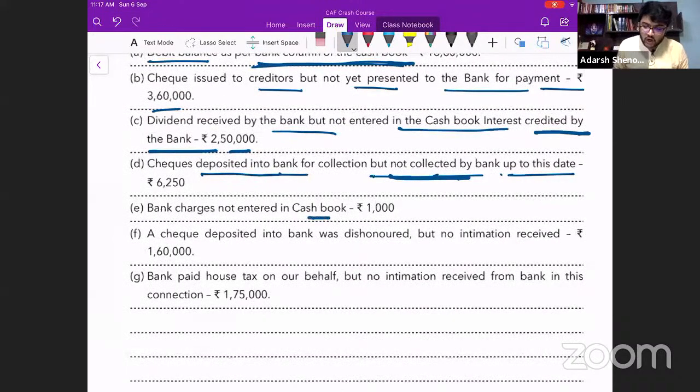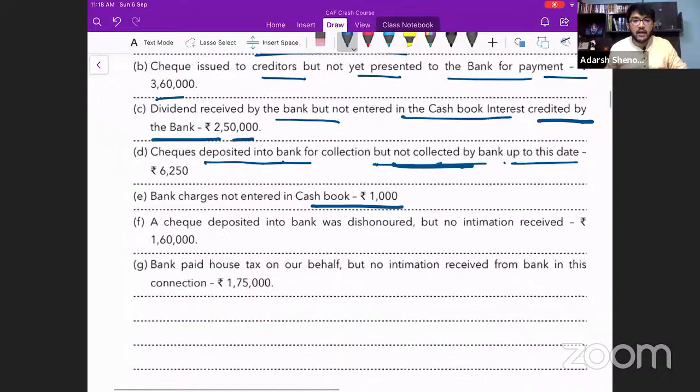Bank charges not entered in the cash book. Can you tell me which book has been affected because of this? The passbook has been affected. Upwards or downwards? It has come down, right? The passbook has come down because they have recorded the bank charges. So down. Now what should I do? The starting point is the cash book. So what should I do? I have to reduce.